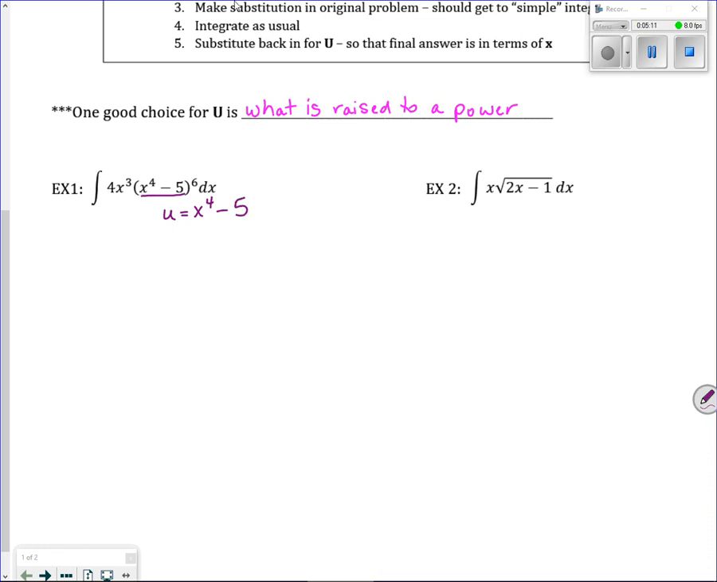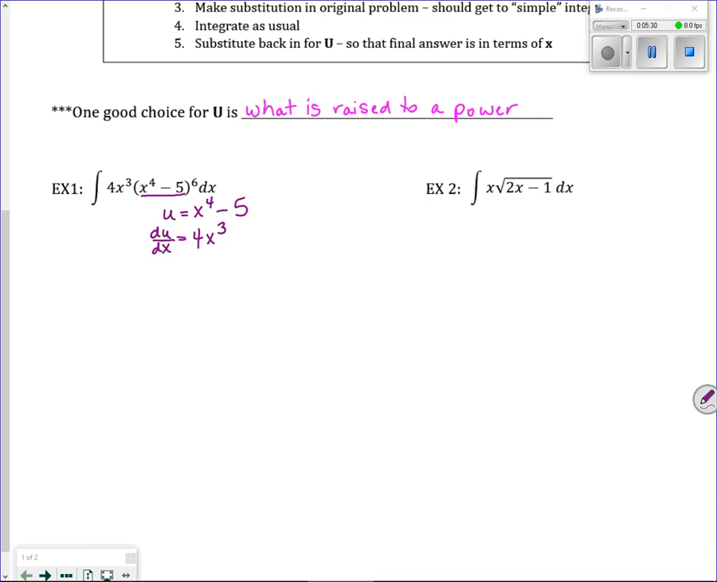So that is step 1. Step 2 says take the derivative of u and solve for du. Here's what I mean. Now you're going to do this in one step. If I said take du dx, the derivative of u with respect to x, you would say 4x cubed.